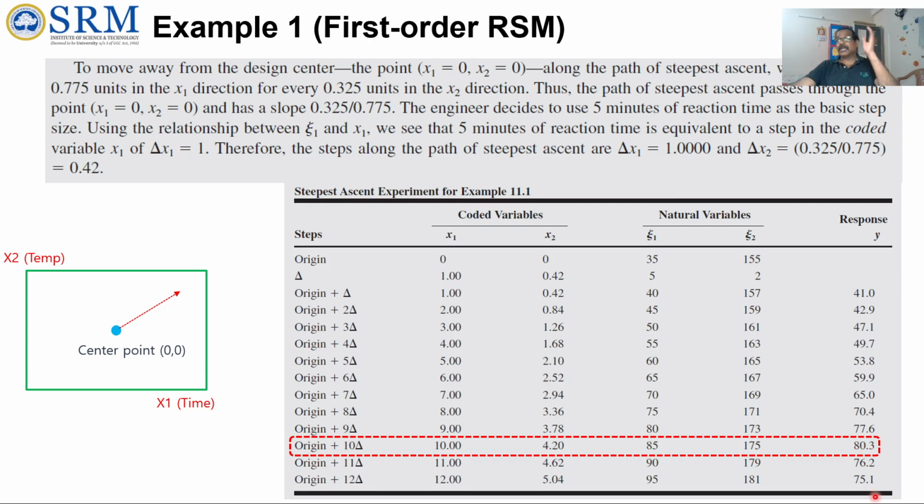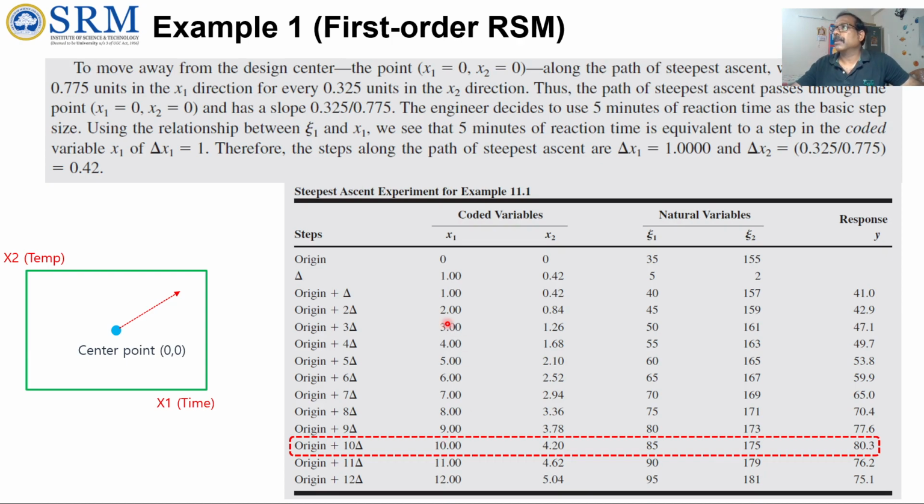The current operating condition is different actually. What was the current operating condition? 35 and 155. But after optimizing all the input variables, at the 85 and 175 operating condition, we are getting 80.3. The original was 40 percent. Now the response is 80.3, beyond which it is reducing. So here itself we have to stop, and we can say that this is the optimal condition.